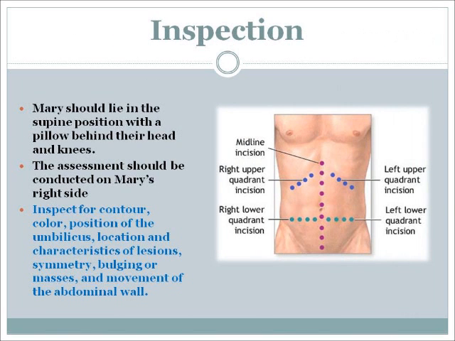Inspection. Mary should lie down in a supine position with a pillow behind her head and knees. The assessment should be conducted on Mary's right side. Inspect for contour, color, position of the umbilicus, location and characteristics of lesions, symmetry, bulging or masses, and movement of the abdominal wall. Findings of Mary's inspection include she is guarding her abdomen, grimacing, and has her legs flexed at the knees.